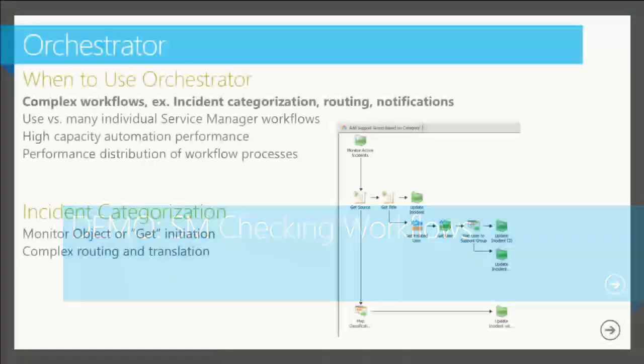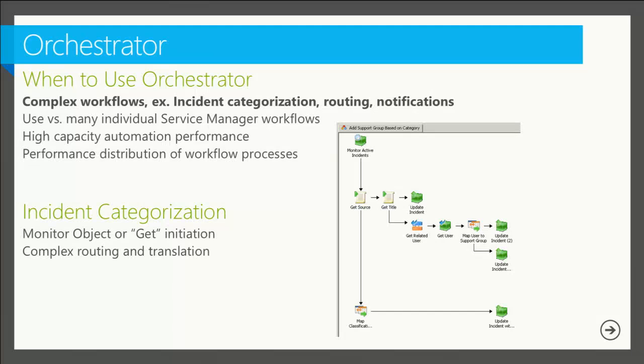All right. Jump back over here. What we've found at scale is that using Orchestrator is the best place to do complex workflows, such as incident categorization, routing, notifications, and so on. Why is that? Because in many cases, you have these service manager administrators making 40 individual one-line workflows for category mappings to support groups or routing or assigned-to relationships and so on. And service manager then has to bust through all those every time a new incident comes in, right? So that doesn't perform very well. It's just not an efficient way of doing it because you're running each of those.